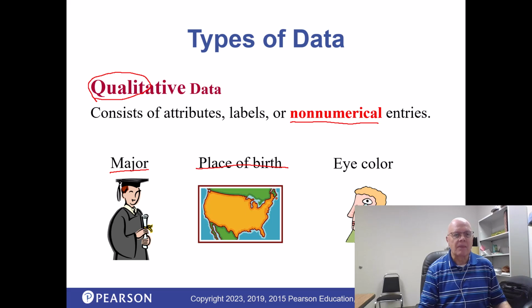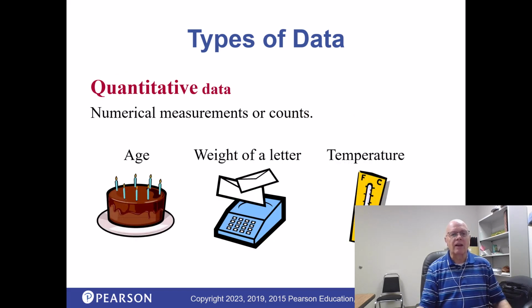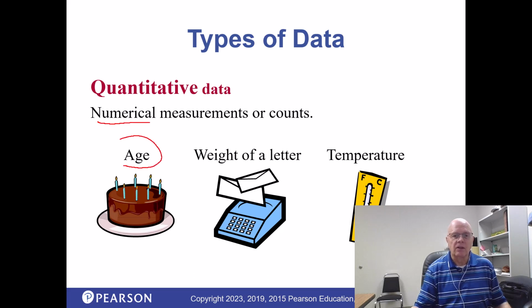Each one of these points you to a number. Someone's age, maybe 16, 21, and so on. Weight of a letter in ounces, pounds, kilograms, grams, whatever you want to use for units, but you'll have a number associated with it. Temperature, numbers. Is it 68 degrees outside? Is it 86 degrees outside? Numbers. Quantitative data as opposed to qualitative data. This is the quantitative part.